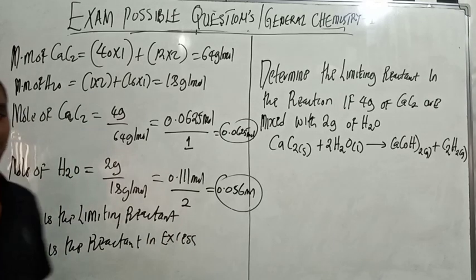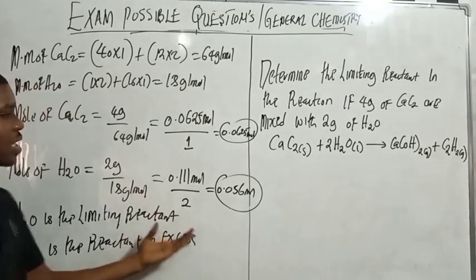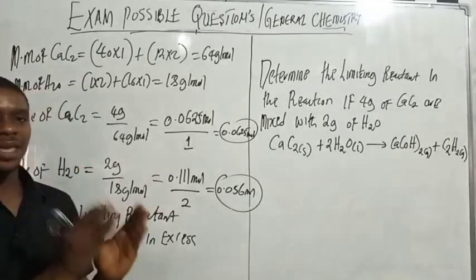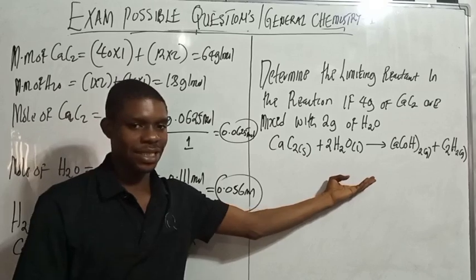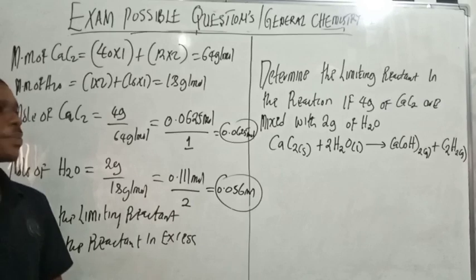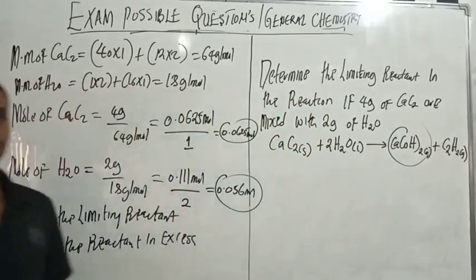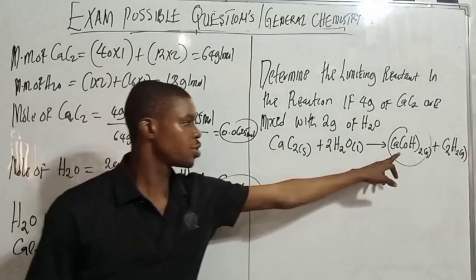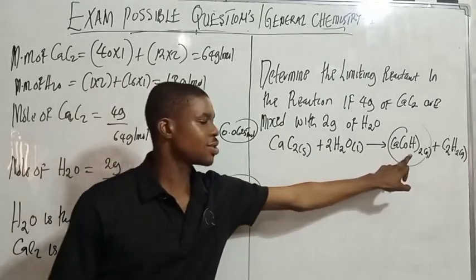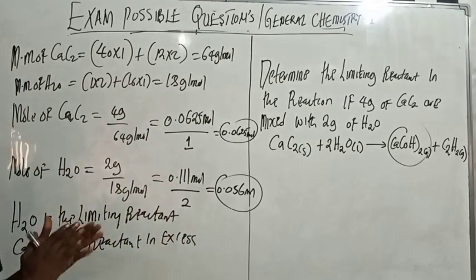So this is a simple way to get the limiting reactant and the reactant in excess. Do you understand? So from here now, I really will get my limiting reactant and reactant in excess. If for example you are being given an objective question, you can easily use this to get your limiting reactant. So if they ask you what is the amount of the product produced in a reaction, you use the mass of the limiting reactant to calculate the mass of the product.